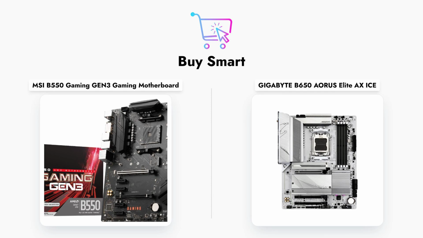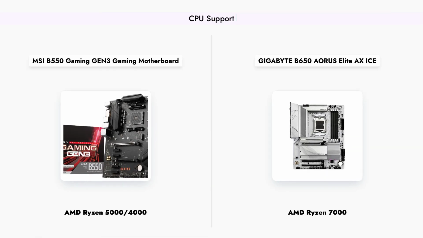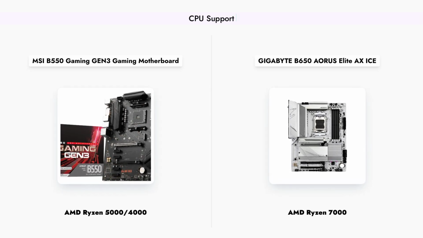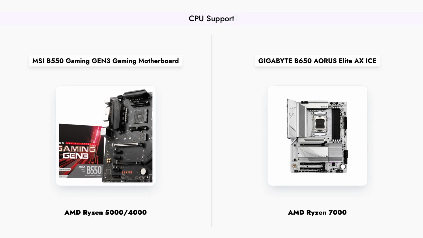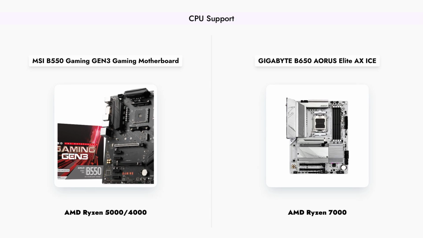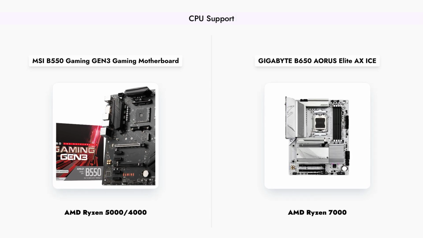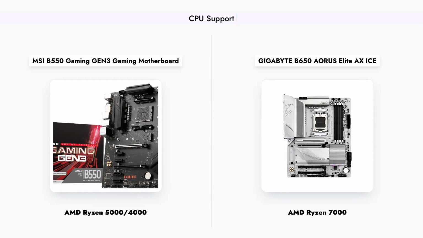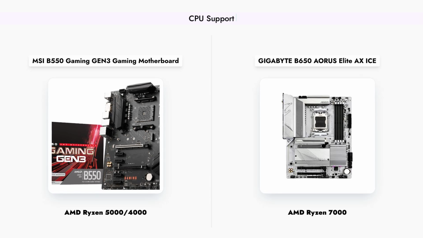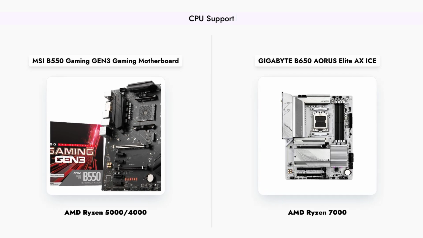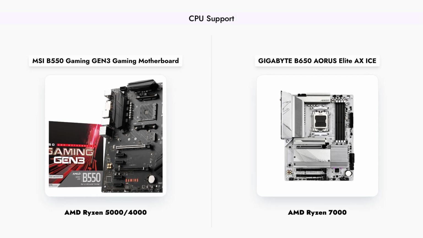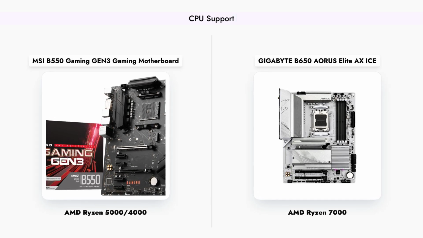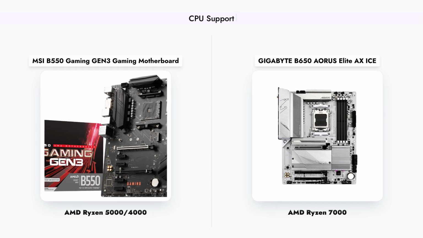Let's get started. The MSI B550 Gaming GEN3 supports AMD Ryzen 5000 and 4000 G series processors, making it a solid choice for gamers looking to build a budget-friendly system. In contrast, the GIGABYTE B650 AORUS Elite AX is designed for the latest AMD Ryzen 7000 series processors, offering enhanced performance and future-proofing for your gaming rig. This difference in CPU compatibility is crucial for users who want to leverage the latest technology.